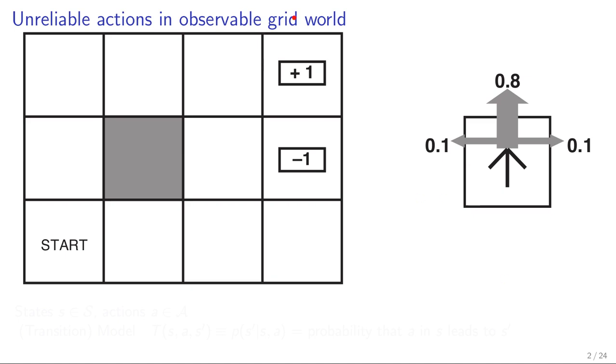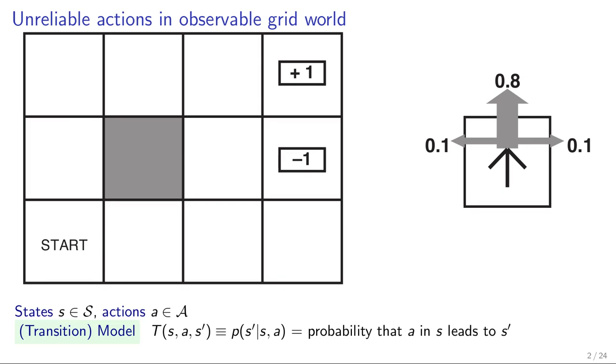So the world is still observable. That means we know in which state we are, and we have the map, but it's not deterministic. It's stochastic, so the outcomes of actions, we cannot rely on them 100% anymore. That's basically what has changed.